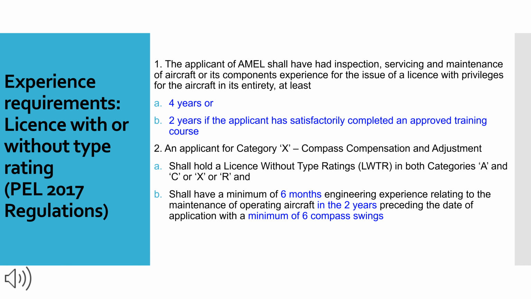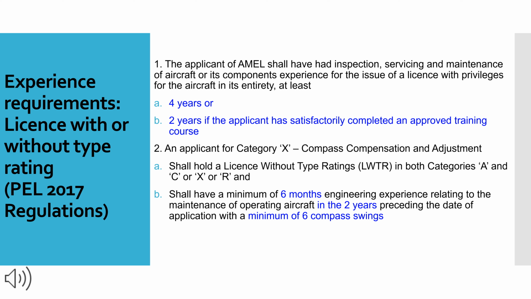Experience requirements for license with or without type rating under personnel licensing regulations of 2017. The applicant of aircraft maintenance engineer license may be issued with a license with privileges for aircraft in its entirety if he has had experience in servicing, inspection, and maintenance of aircraft or its components for at least 4 years, or 2 years if the applicant has satisfactorily completed an approved training course.